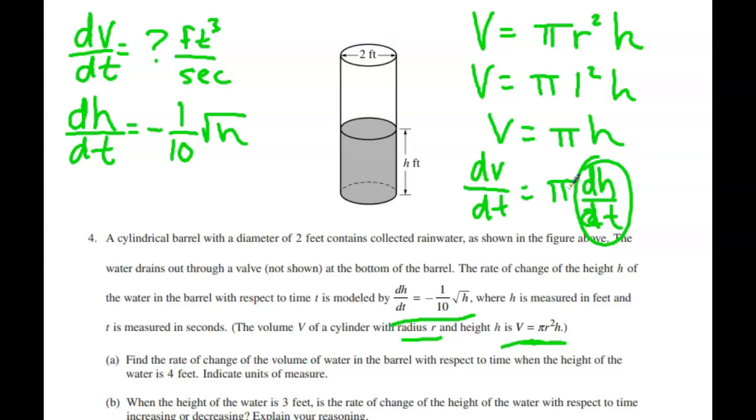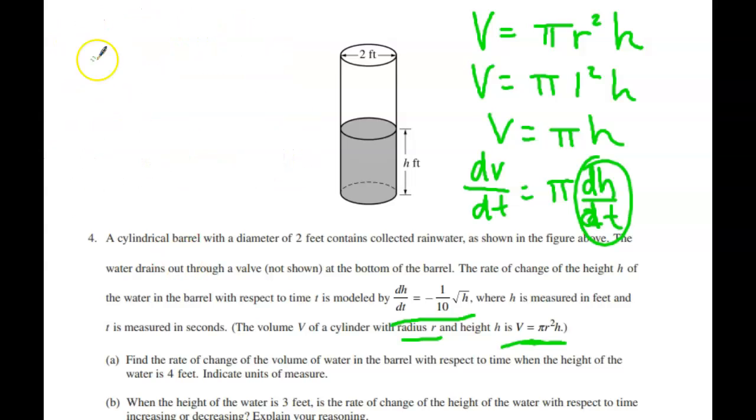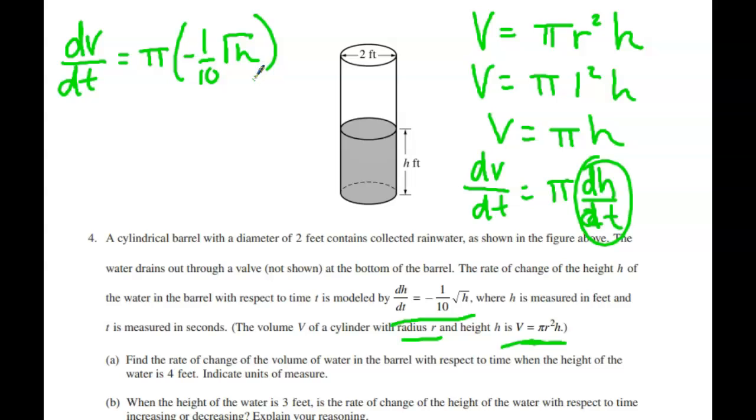Well, according to the problem that they gave us, we know that dh/dt is the following. It is negative 1/10 square root of h. Now, we still need to get rid of this h. Once I know what h is, I can find the rate of change of the volume with respect to time. Well, they told us we are trying to find the rate of change of the volume when the height is 4. So we just go ahead and plug in 4 there.